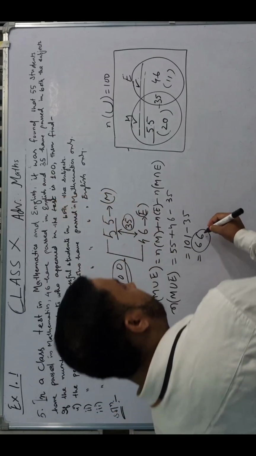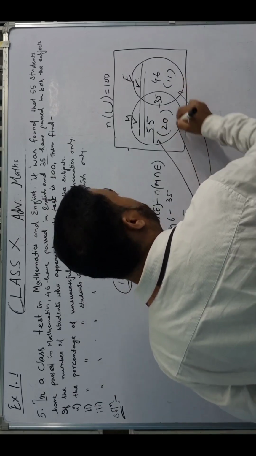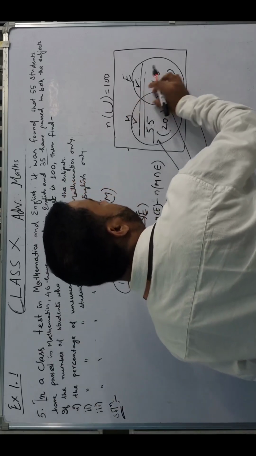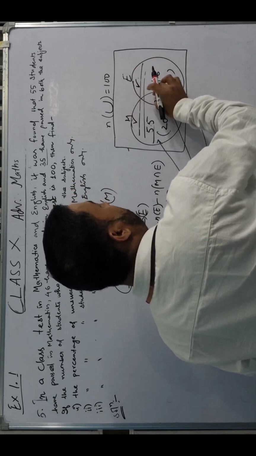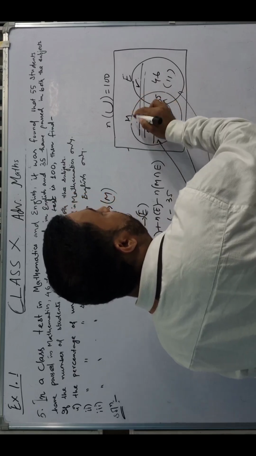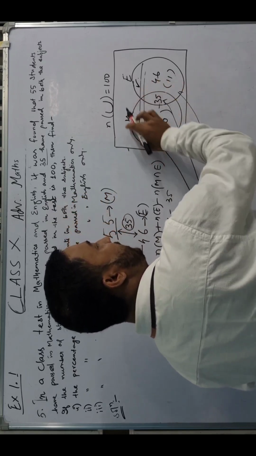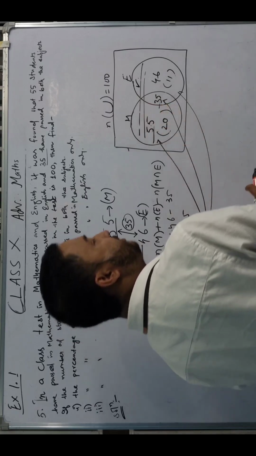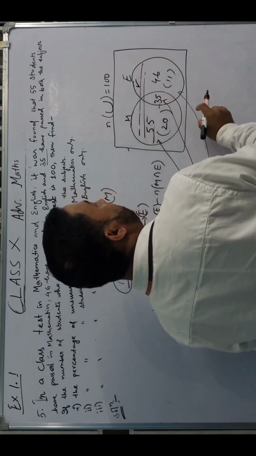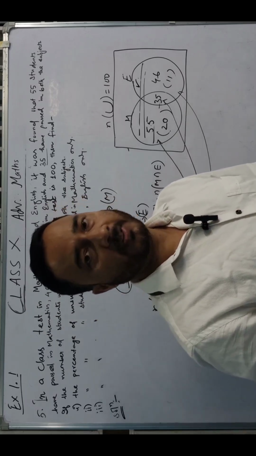So these 66 elements are either in M or in E, or some of the students are in both subjects, because these 35 students cleared the math subject and also passed the English subject. But out of 55, what is 55? The total number of students who have passed mathematics. 55 students cleared mathematics, but since 35 of them also cleared English, that means 20 students could not clear the English subject.